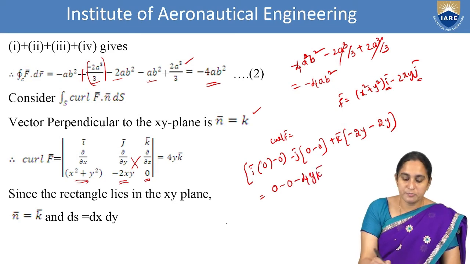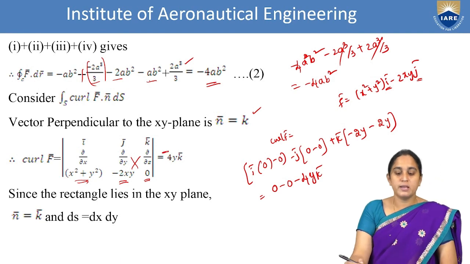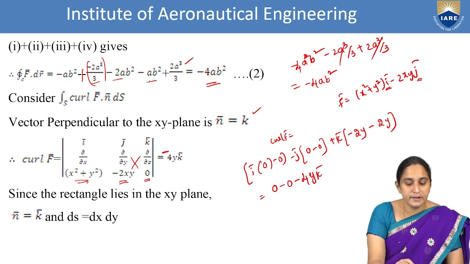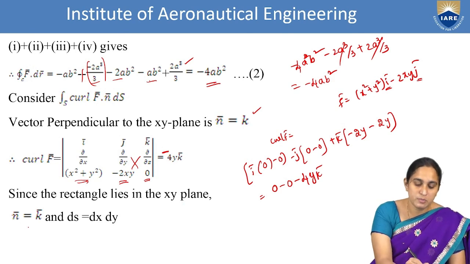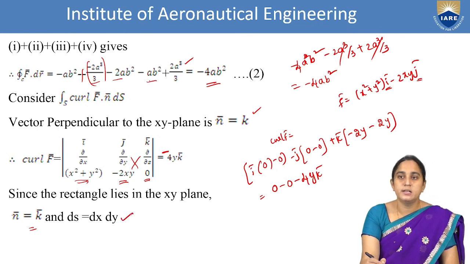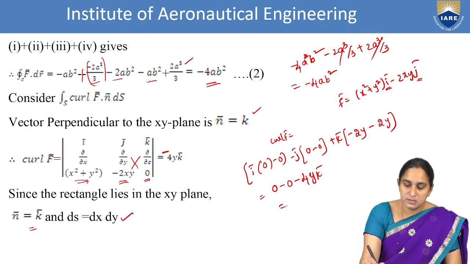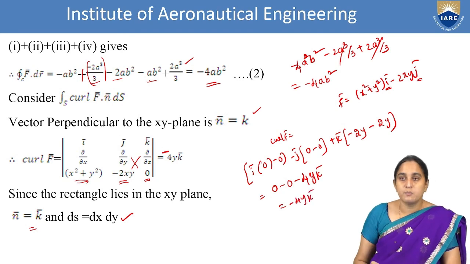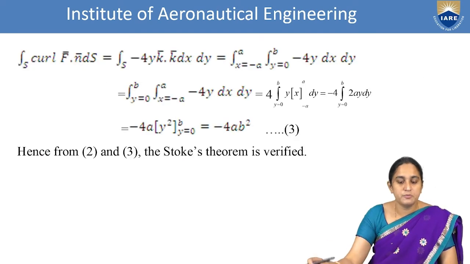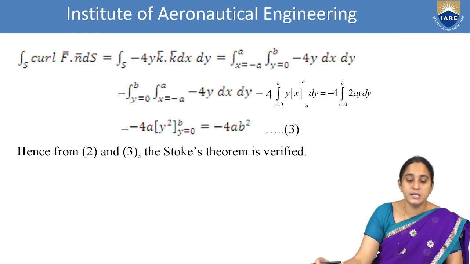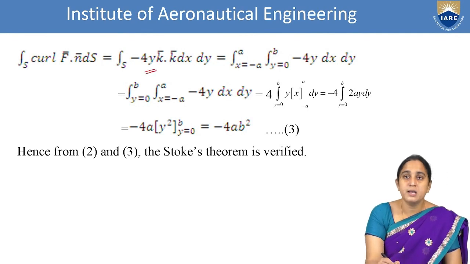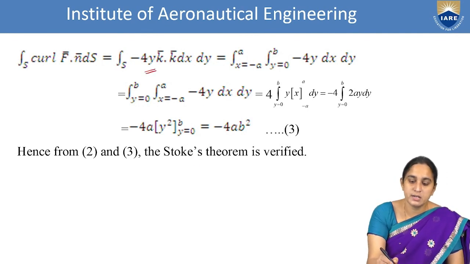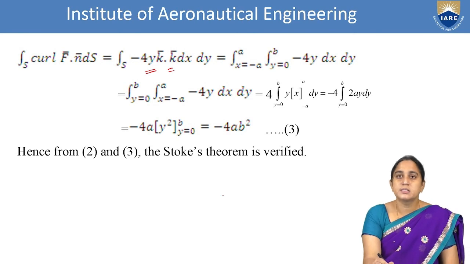Therefore, curl f bar here is minus 4y k bar. Since the rectangle lies in the xy plane, the unit normal vector is k bar and ds is equal to dx dy. Therefore the integral S curl f bar dot n bar is minus 4y into k bar, and the unit normal vector n bar is k bar, into dx dy.